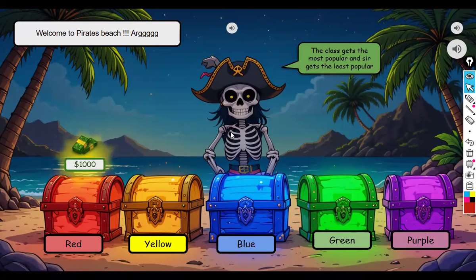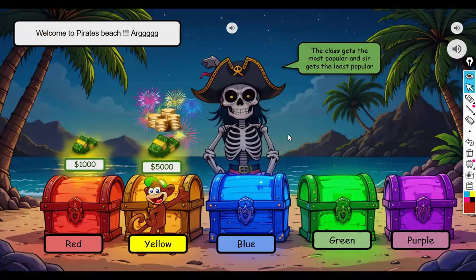Red chest, $1,000. I get the yellow chest. Remember, you all kind of chose it for me indirectly. I get $5,000, which is the best prize. So I'm up $5,000. You all get the blue chest. You all get $300. So keep track of your money, guys, because I don't want you to say I cheat.